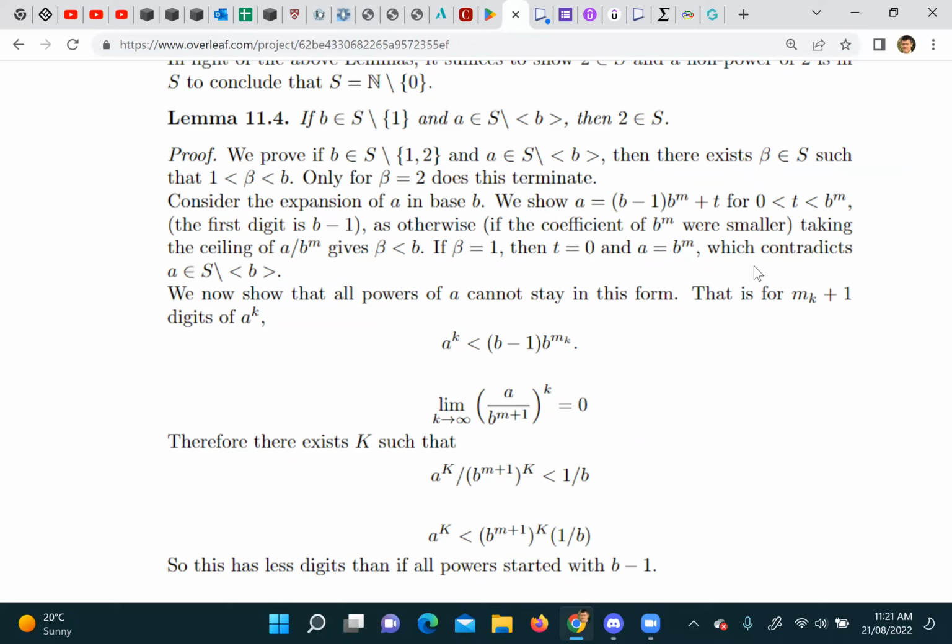The way I tried to prove it was I proved that if you have a B and an A like this, then you can get a smaller B, a beta that's between B and 1. So if you can always do that, then eventually you have to get to 2. I got that, but then that's why I gave up.